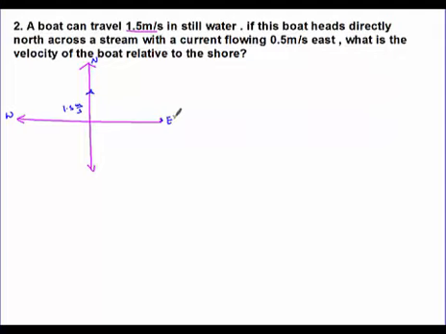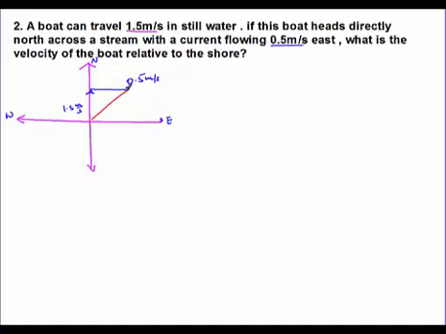Across a stream with a current, this is the velocity of the water. The velocity of the water is 0.5 meter per second in the direction of east. So we are asked to find the velocity of the boat relative to the shore. It is exactly the same as what we did earlier, except that the numbers are different.